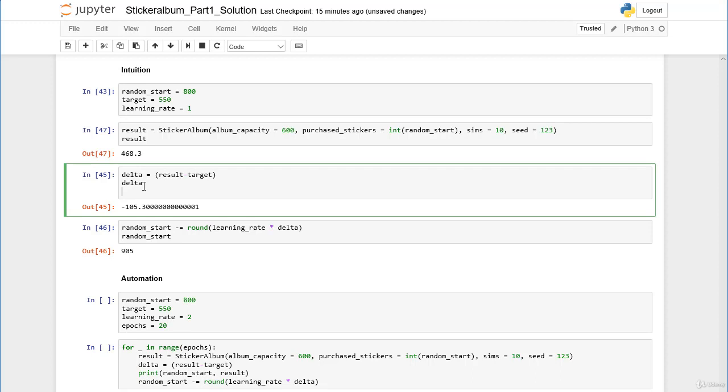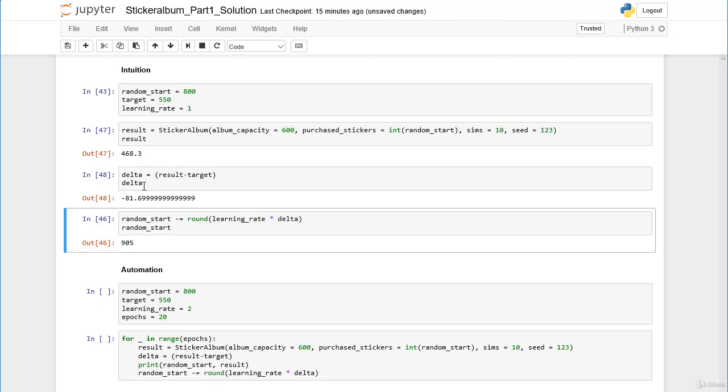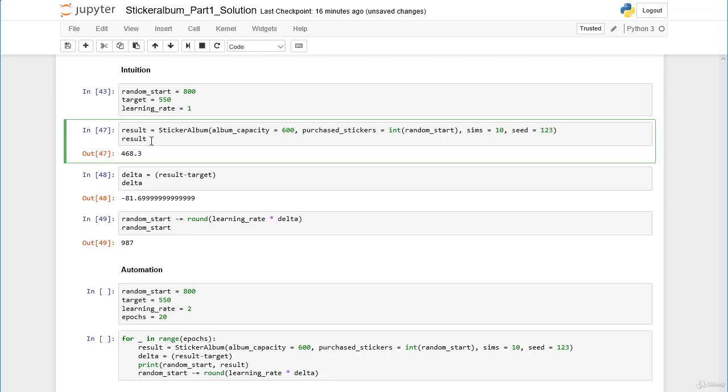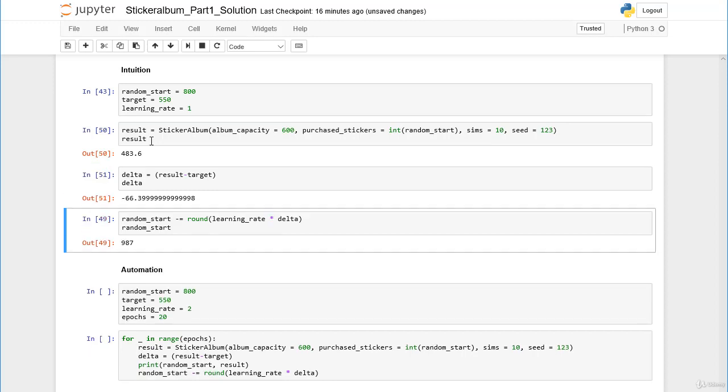And we can, of course, recalculate the delta. Now it's minus 81, and we can again update our random start. So in the next iteration, we start with 987 purchased stickers. We go back and recalculate, and we can repeat this many times until we come very close to our target value of 550.